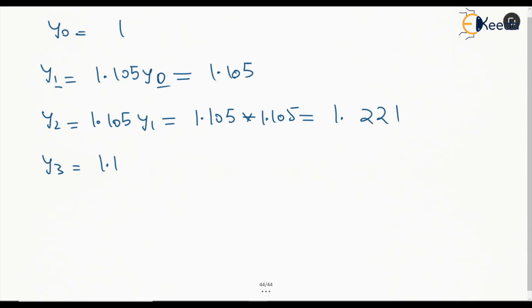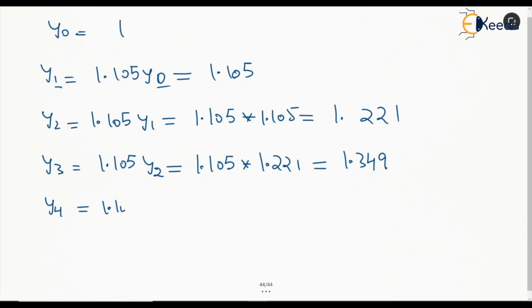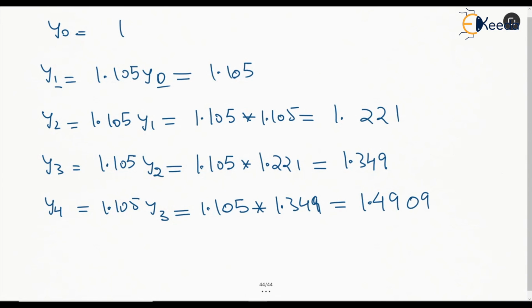y3 is 1.105 times y2, which is 1.105 into 1.221, which is 1.349. y4 is 1.105 times y3, 1.105 into 1.349, which is 1.490. Although it is 1.4909, we are taking up to 3 decimal places.